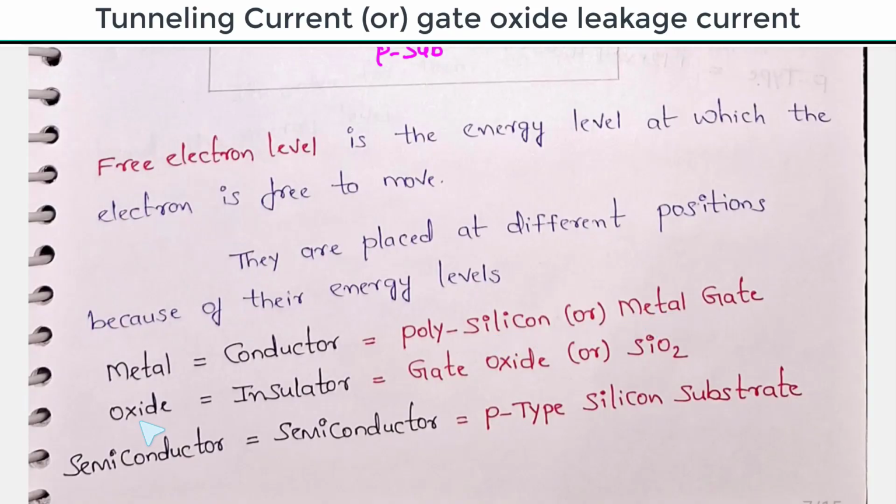So this is a metal. Next one is oxide, which is an insulator. Here it is SiO2. And semiconductor, here semiconductor is nothing but a substrate which is of P-type.